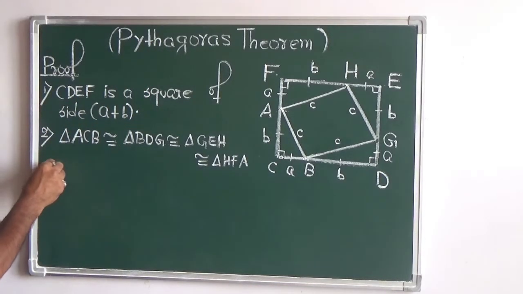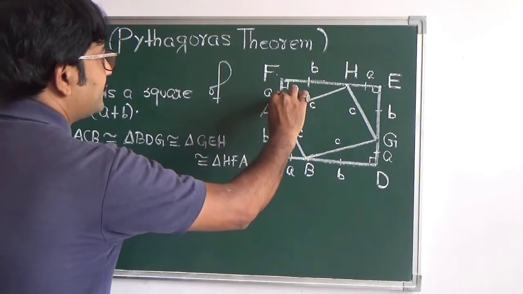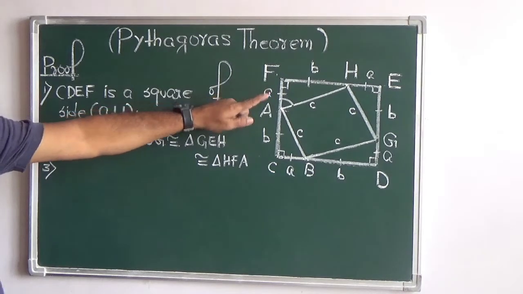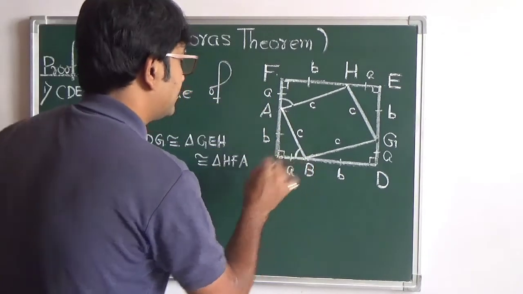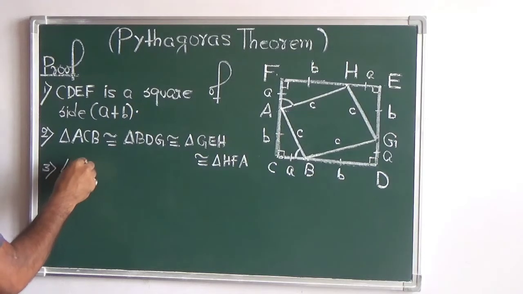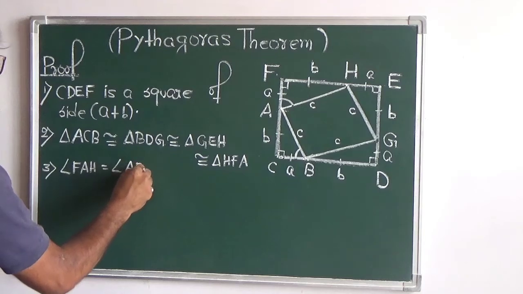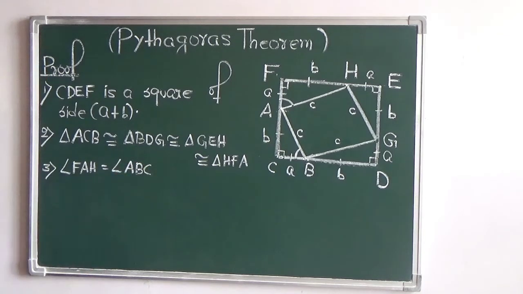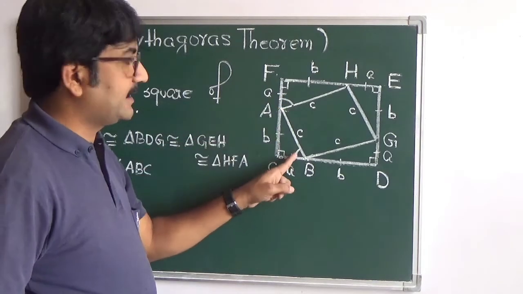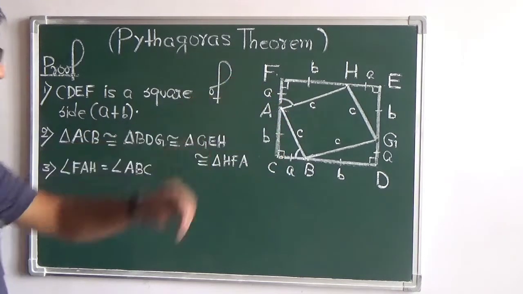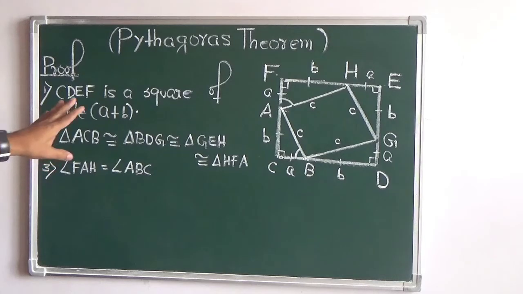Point number 3: angle FAH is equal to the angle ABC. Can anyone tell why these two angles are equal? This angle and this angle are equal. CPCT. CPCT, yes, very good. These two are congruent triangles, so by the CPCT property we can write these two angles are equal.